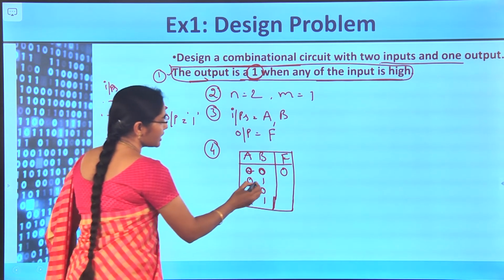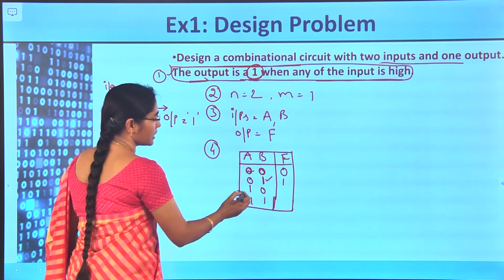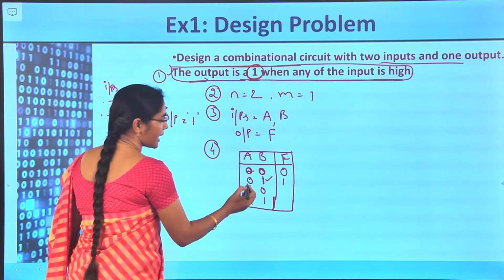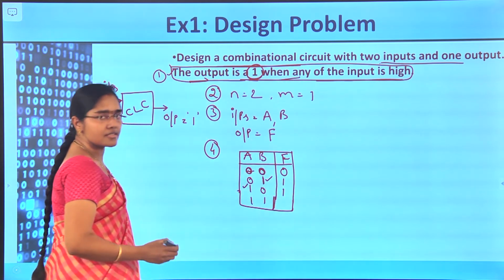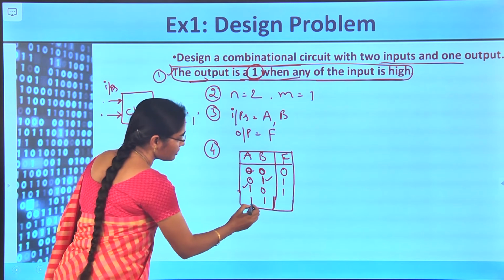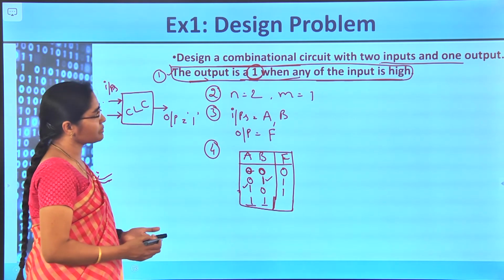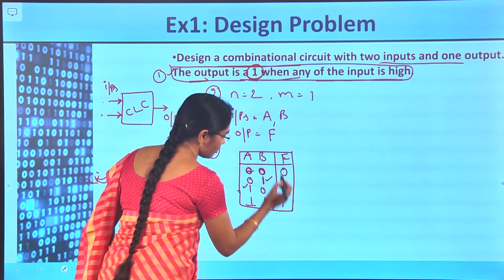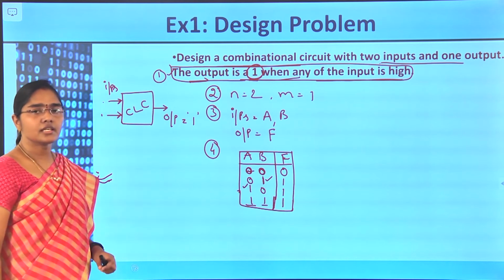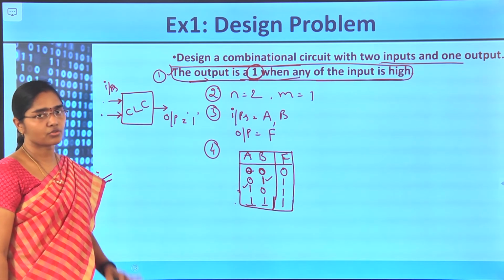And for the second combination, 0 1, the second input is high. Therefore, output is 1. And for the third combination, the A input is high, so it is satisfying the statement. Therefore, output is high. And for the fourth combination, both are high. Since the statement is, if any one is high, output is high, so when both are high, the output is also high. This is the truth table, or relation between input and output.